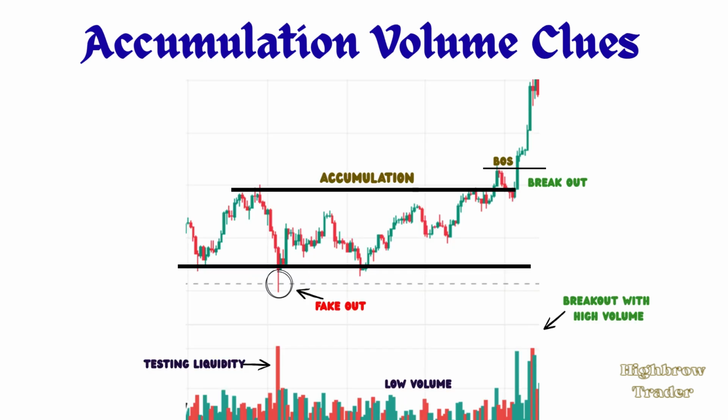Now let's look at how volume behaves during accumulation. Most of the time, volume stays low while price ranges quietly. But when you see a sudden spike, especially during a fakeout or breakout, it's often smart money testing liquidity. As shown on the screen, a breakout backed by strong volume usually confirms a real move. If volume is missing, it's more likely to be a fakeout.